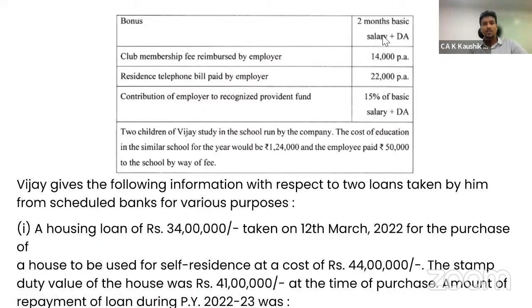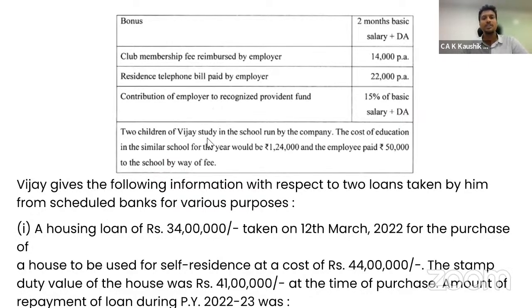Now, don't jump into quick solutions, but look at the other aspects. Bonus 2 months basic salary plus DA. Club membership fee reimbursed by employer 14,000 per annum. Residence telephone bill paid by employer, so 22,000 per annum, which is a perquisite. And contribution of employer to recognized provident fund 15% of basic salary plus DA. So what is being contributed is 15% of basic plus DA. Now you need to remember that only 12% of basic is allowed.